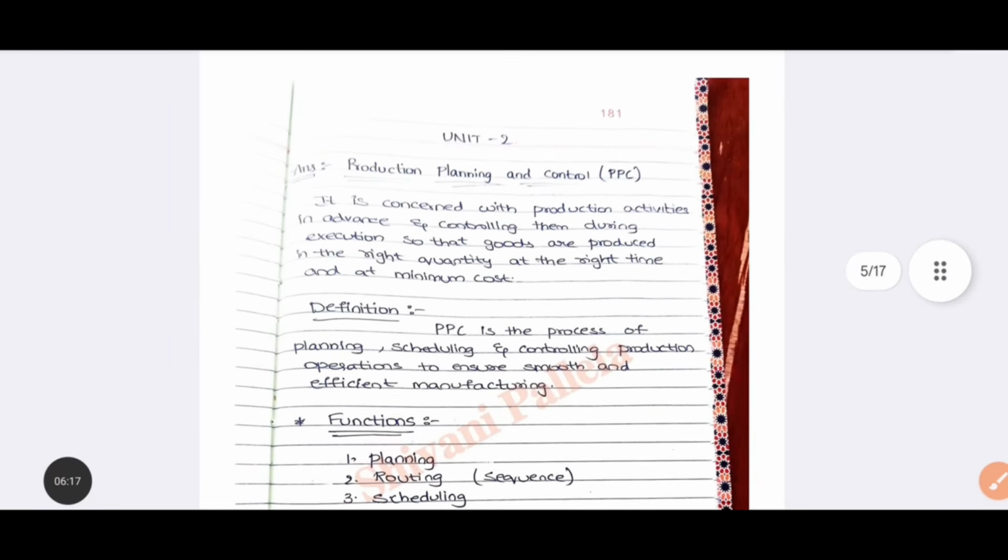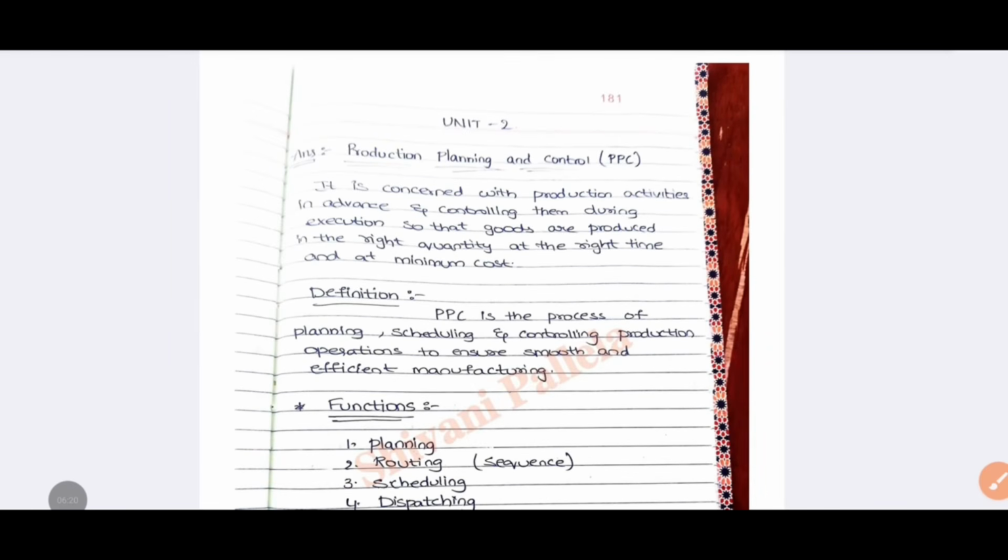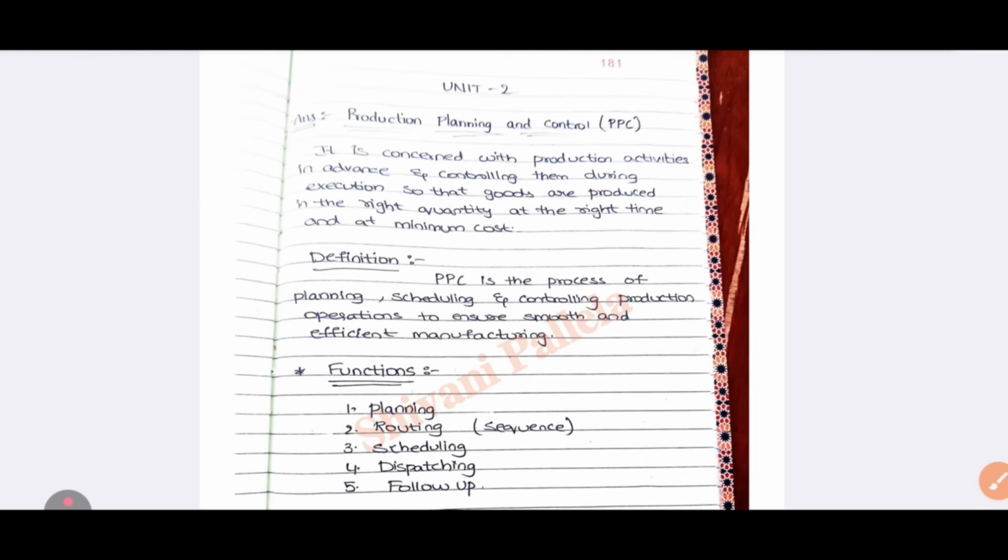Now coming to unit number 2, production planning and control, that is PPC. What is meant by production planning and control? It covers the activities we ensure in advance to control the execution, to produce the right quality of goods at the right time, at the right place with minimum expenses. For this, production planning and control is very important. What is the definition? It is a process of planning, scheduling and controlling the production operations to ensure the smooth running of the business, the smooth running of manufacturing.